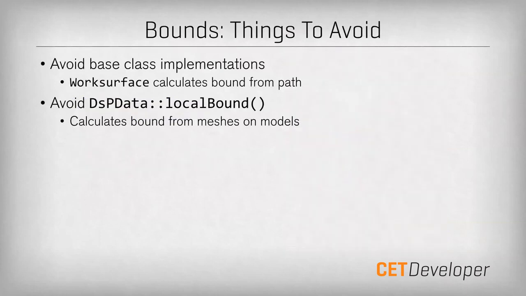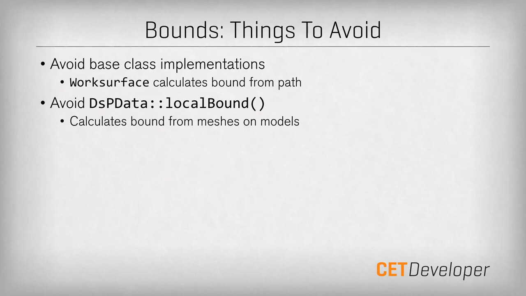Be careful with inheriting or sharing the local bound method from other places. For example, work surface has its own local bound method built into it. However, it implements it by looking at the work surface path, and then from all of the lines and arcs and all that stuff, constructing a box that encapsulates all that, which is really expensive. If you were to write it yourself, you could definitely do a much faster job of it.